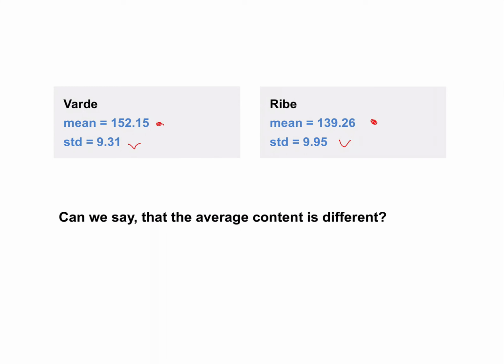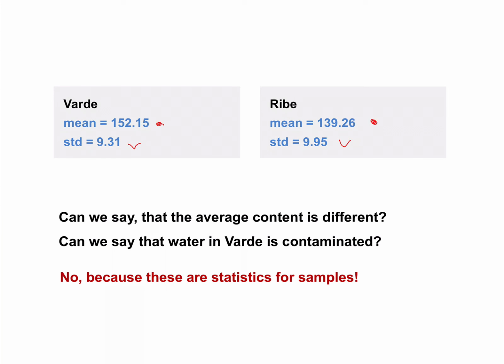Okay. Does that mean that the average chloride content is different? Can we say that Vade is more contaminated than Ribe? Well, if you look at these values, it seems to be so. Okay. But in fact, it's not. Because what do we have here? It's the statistics of our sample. It doesn't mean that for the whole population, this will be the same. So when you deal with your sample, you can't just simply extrapolate these statistics to the whole population. You have to do it in a different way.